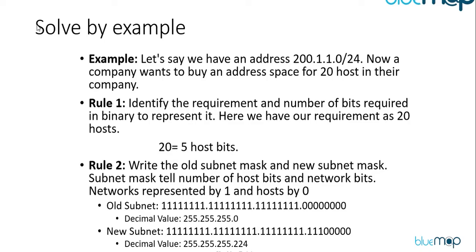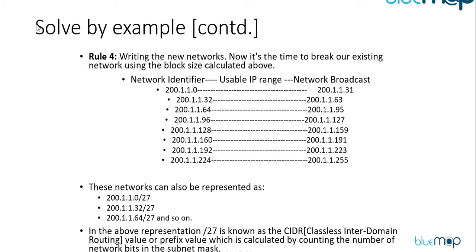In the old subnet, we had how many ones? We had 24 ones and the network was represented as 200.1.1.0/24. I told you that 24 represents nothing but the number of network bits. Now, how many network bits do you have in the new subnet? You have 27 network bits, and that's what we write. So in the above representation, /27 is known as the prefix value, which is calculated by counting the number of network bits in the subnet mask.